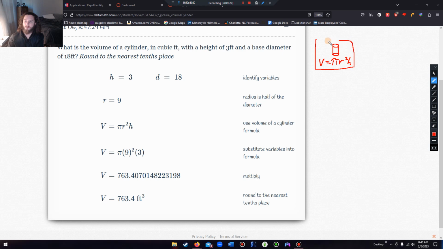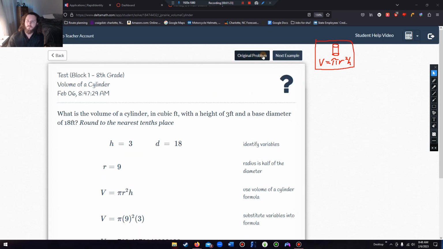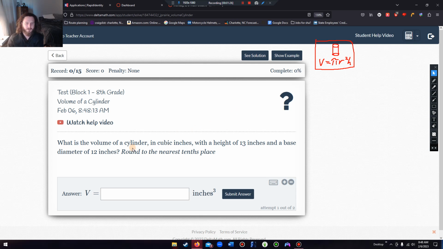So when you are going through and solving these problems, let me go back to the original. The question is: find the volume of the cylinder with a height of 13 inches and a base diameter of 12 inches. Just in case you do not remember, diameter, sorry, I'm writing with just my mouse. Diameter is 2 times the radius. That's all that is. So if I'm looking at this problem and I can see that the diameter is 12, that means the radius is only going to be 6 inches.